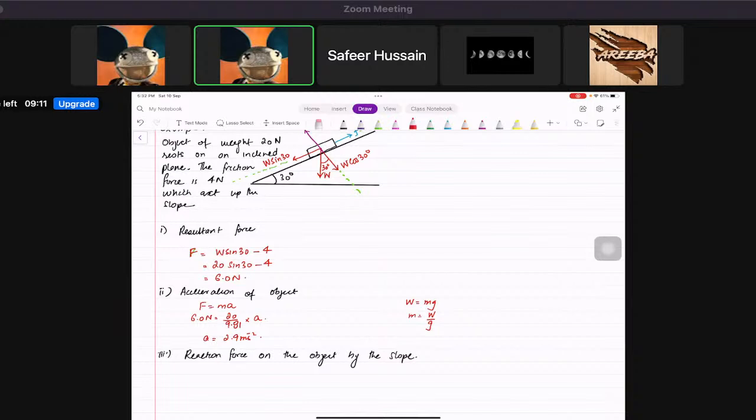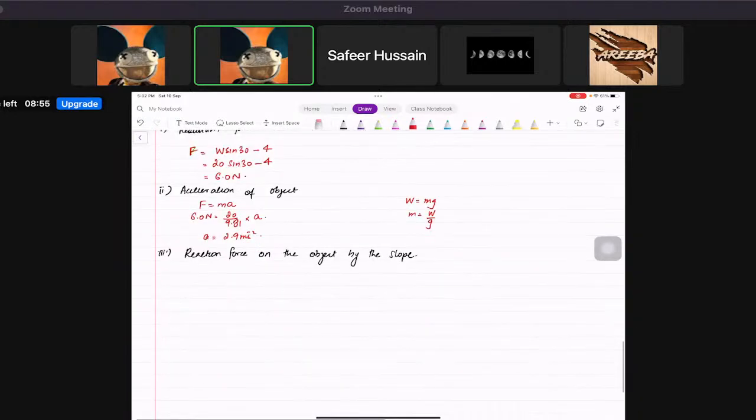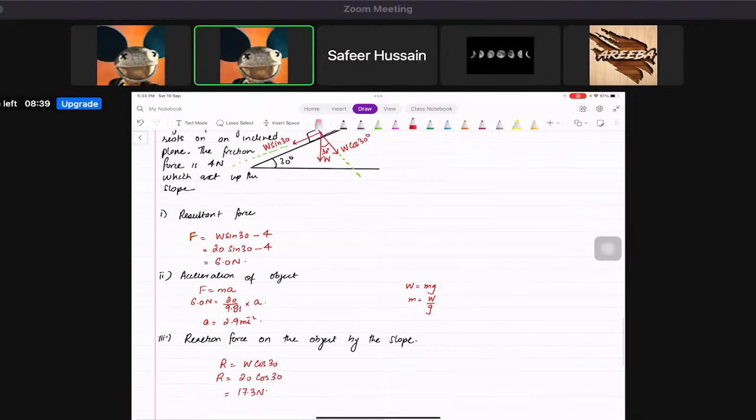All right. Now they say, find the reaction force on the object by the slope. The reaction force that I see is R, and there's no other force other than W cos theta. So this R is equal to W cos 30. This is 20 cos 30, and that's going to be 17.3 newtons. All right, please look at it and let me know if you do not understand something.